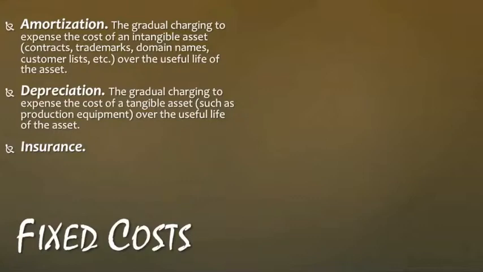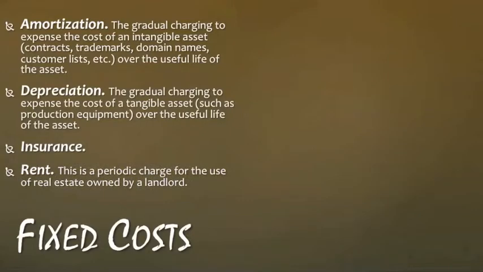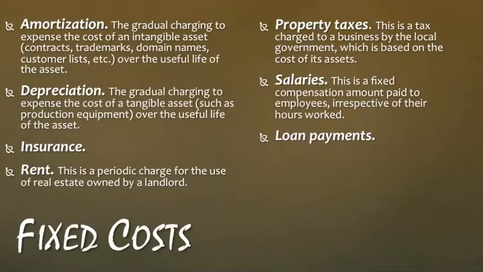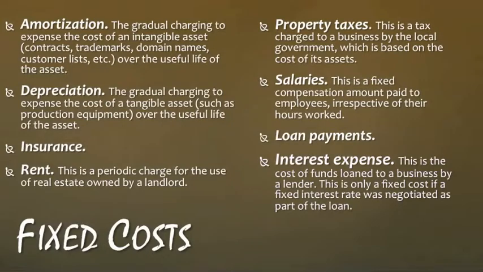Insurance. There may be several types of insurance that you have that are a fixed cost each week or month. Rent, self-explanatory. Property taxes. Salaries, and it's important to distinguish between salaries and wages. Salaries are fixed compensation paid to employees irrespective of their hours worked. So no matter how much sales you might have, if someone's salaried, their wages don't change. Loan payments, and then the interest associated with the loan payments.